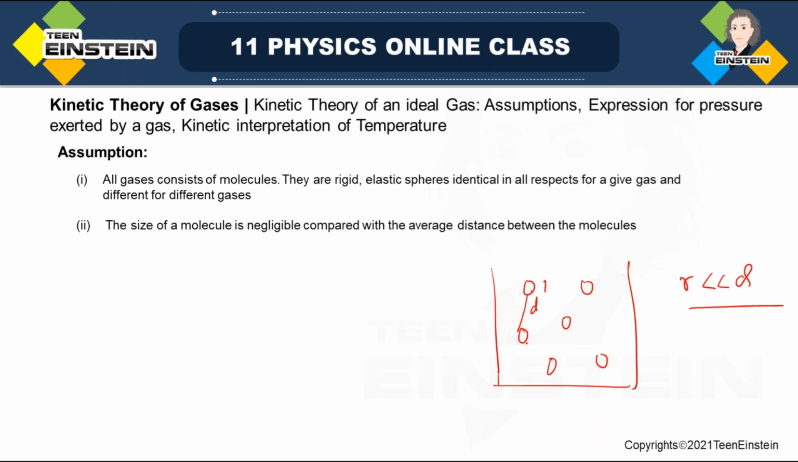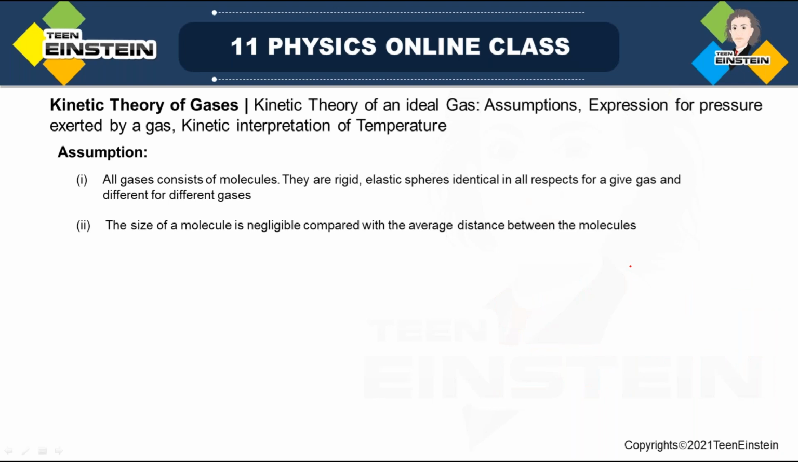Okay, suppose this is one, this is two. So their size may be very tiny. So this is O2, this is O1, and this is the path, or the distance between two molecules. So the size of the molecule will be much lesser than the intermolecular distance, the average distance between the molecules.